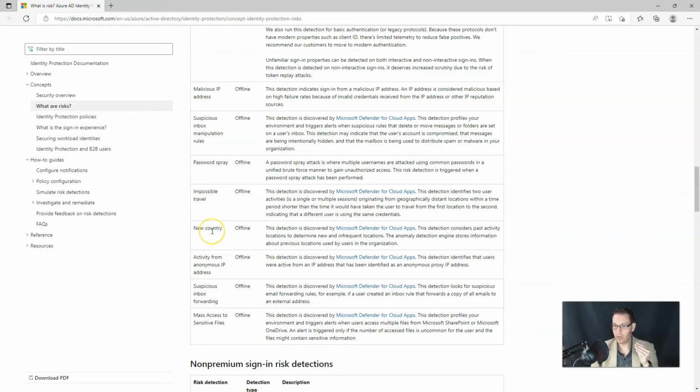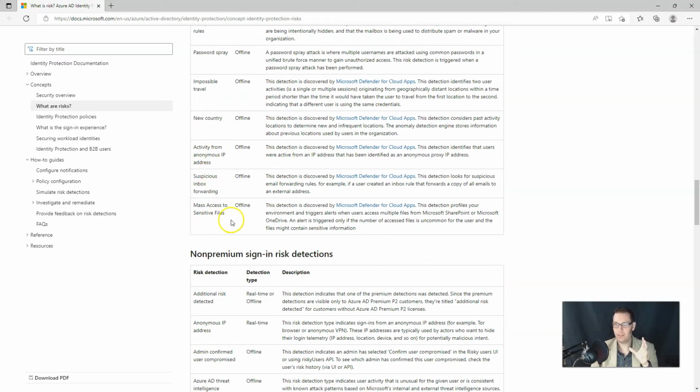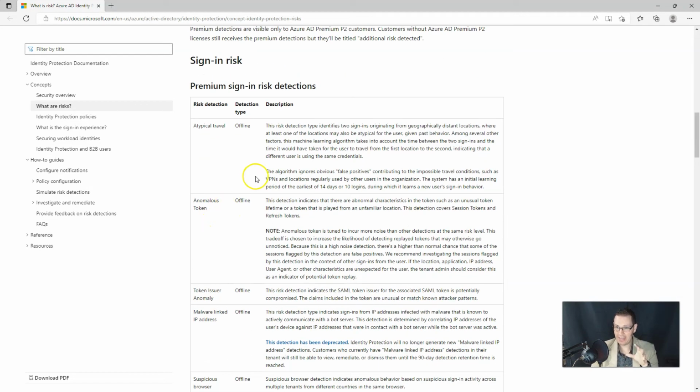You're coming in from a new country. Again, this is a very common vector. Anonymous IP addresses, all of these different things, and you can see all the ones that are on there. These are all things that are happening in the back end as the sign-in is happening. Okay, so it's essentially taking these and attributing them to your users as they're signing in.